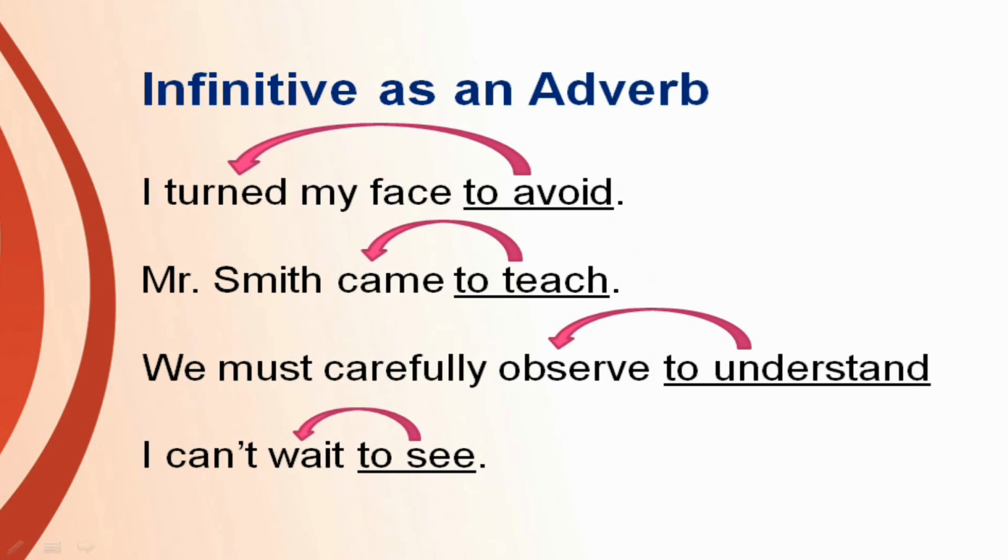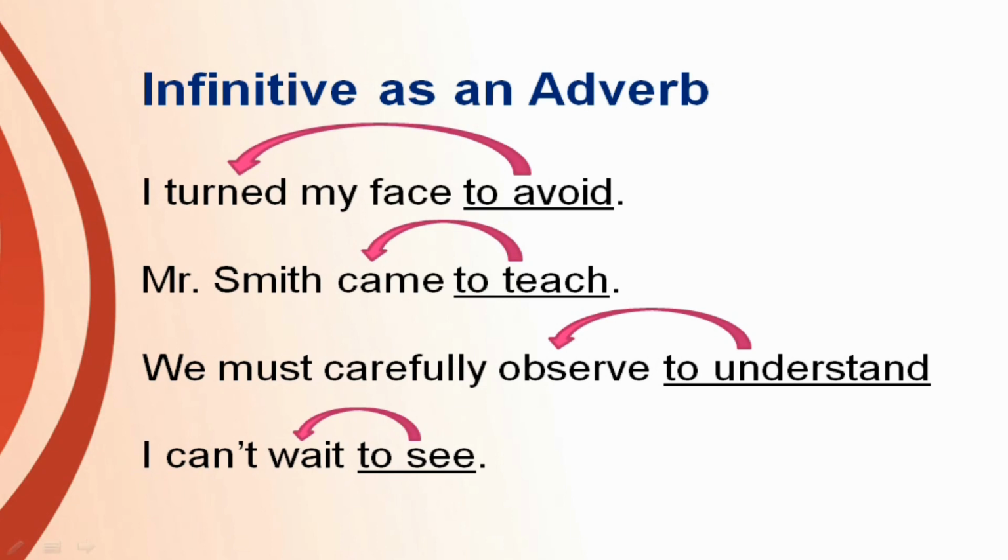Let's see how an infinitive functions as an adverb. I turn my face to avoid. In this sentence, to avoid tells something about the verb turn. That's why it is an adverb. And this adverb is made up of two words, to plus verb first form. It is an infinitive, and this infinitive functions as an adverb, and this tells us something about the verb.